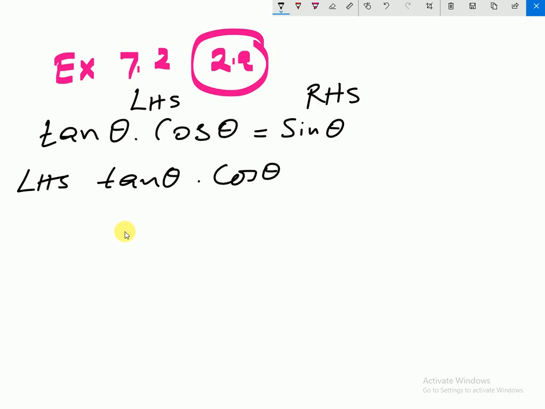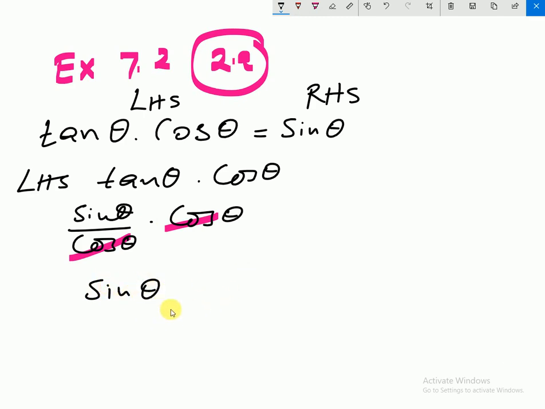People, I said to you, change everything into sine and cos. Let's change this one using the quotient identity. You remember? Sine theta divided by cos theta. Immediately, people, you can see that the cos divides the cos, and you are left with sine theta. This makes the left hand side the same as the right hand side. Easy.